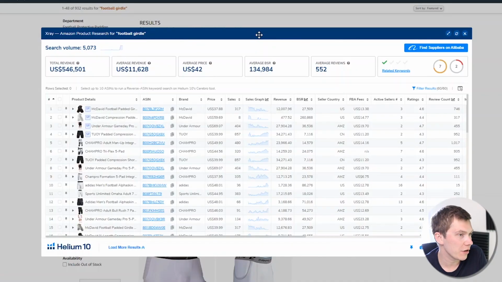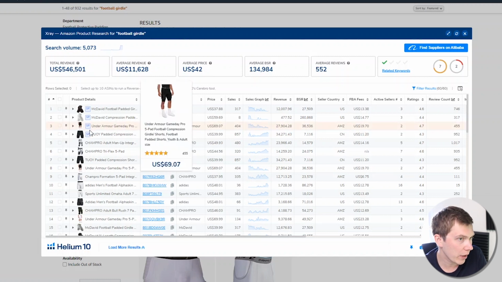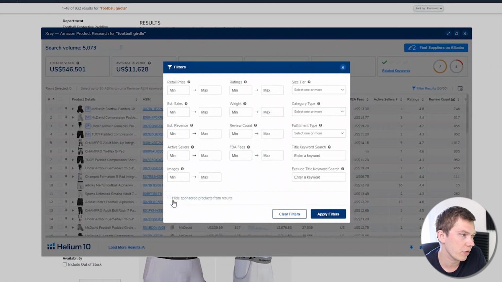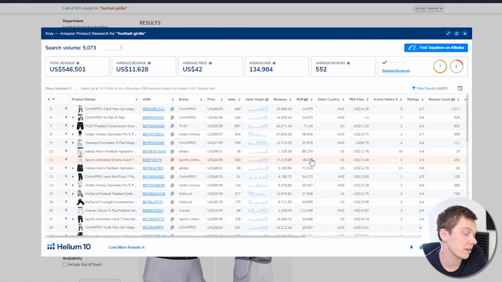Okay, so the results have loaded there, and the first thing that we need to do whenever you are running your Chrome extension of choice is to remove any listing that is paying to be there, so a sponsored product listing. A quick way of doing that with Helium 10 is press the filter results button, and then where it says hide sponsored products from results, you tick that and then you press apply. And the reason we want to do that is because, as I said, those sellers are paying to be at the top of the page, so their results may not actually be indicative of the norm in the niche.